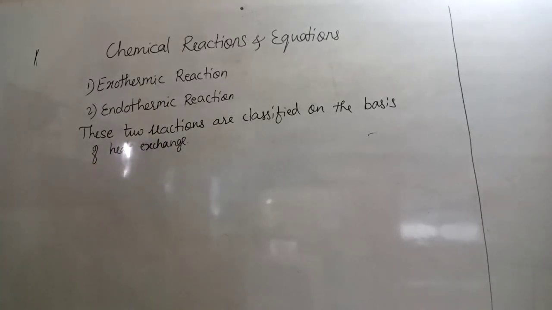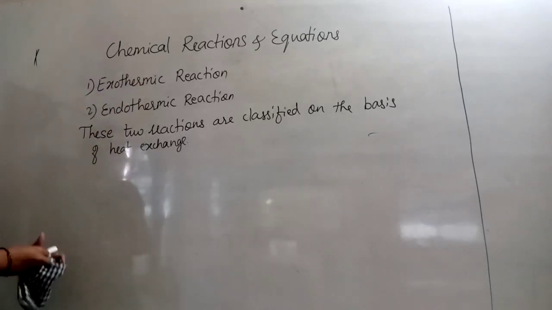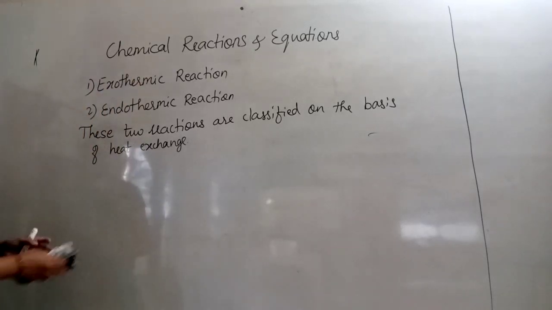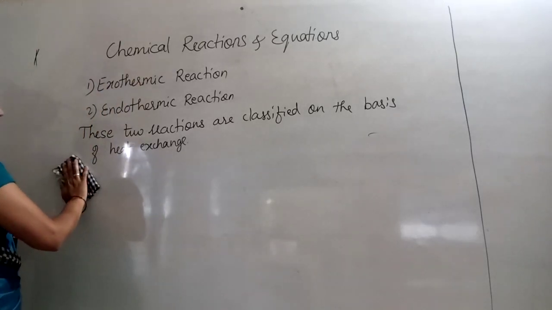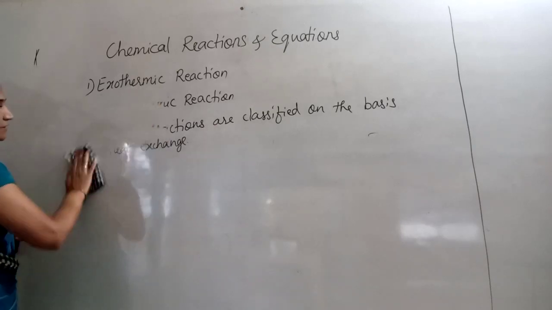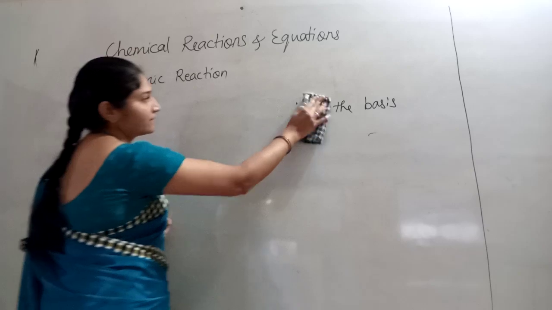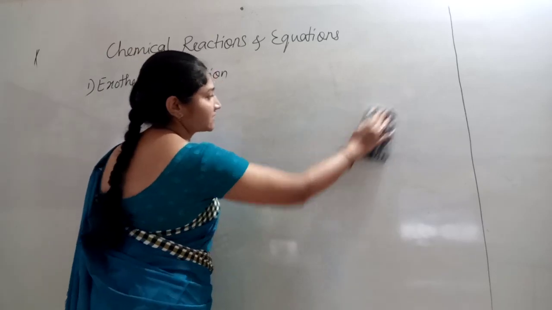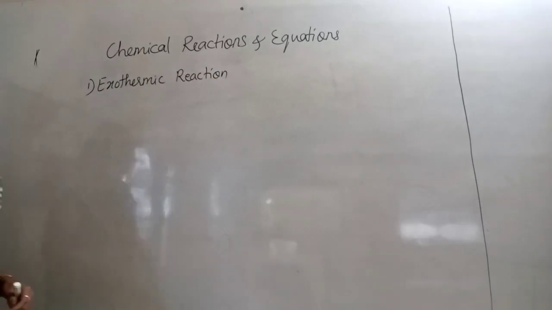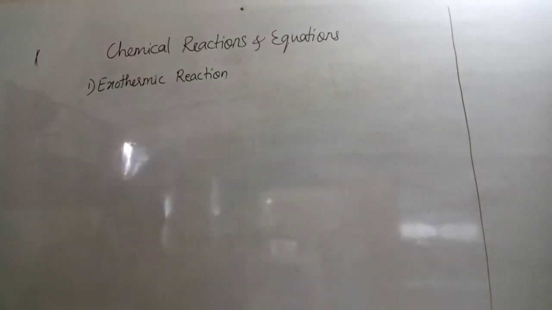Then we discuss the first one, that is exothermic reaction. So what is this exothermic reaction? What happens during an exothermic reaction? Here, it is a reaction in which heat or light is released along with the formation of products.